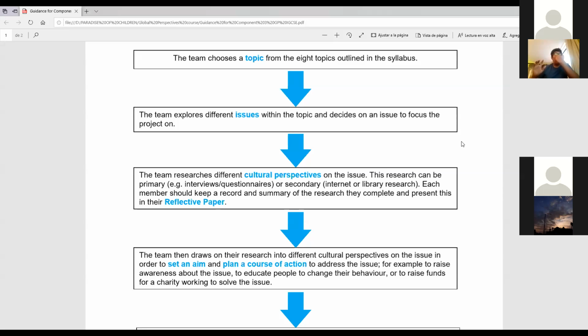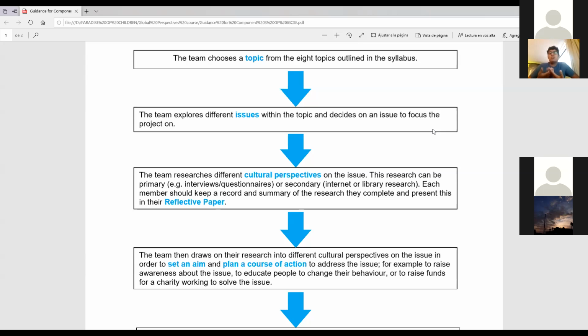So as the form says, each team is going to choose one topic from the 8 topics outlined in the syllabus. In the syllabus and in the form as well, I wrote each and every one of those. Your team is going to explore different issues within the topic and decide on an issue to focus the project on. Remember, all the previous year, we have been working on topics and extracting the issues and exploring the issues, how to read a little bit about each topic and try to find interest in each issue so we can find a potential solution in the future.